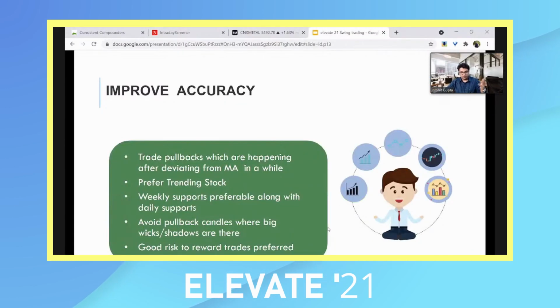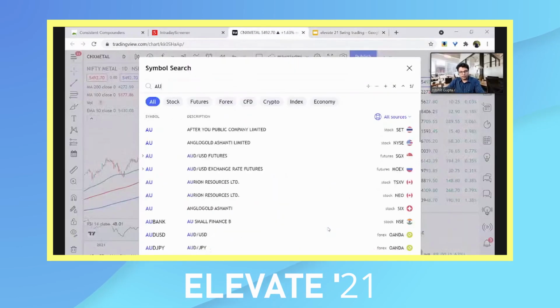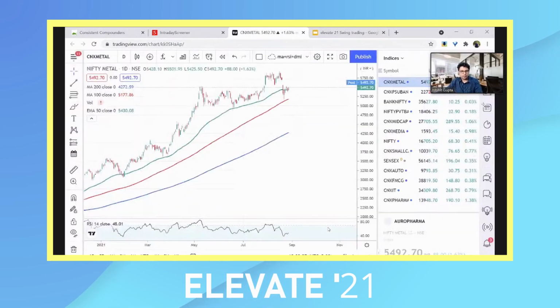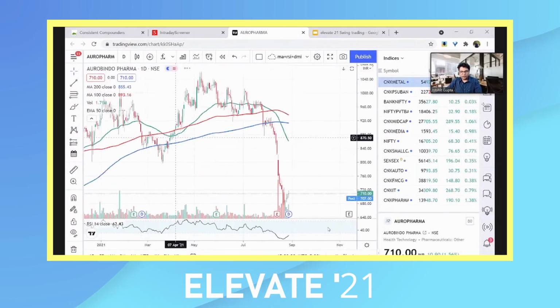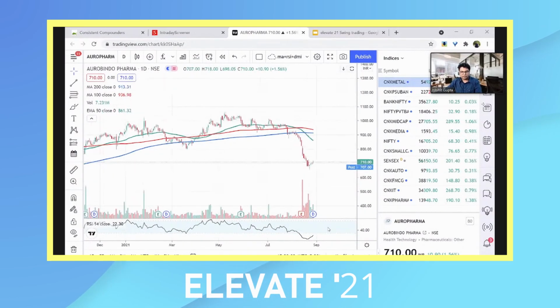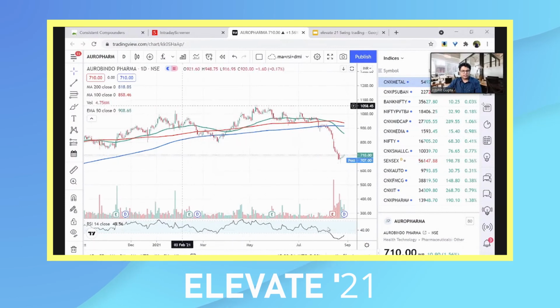Okay, you prefer a trending stock. Weekly supports are preferable. For example, if you see the charts of Aurobindo Pharma, we know that the stock is pulling back from here, doing a pullback from here, but most of the major supports are broken.